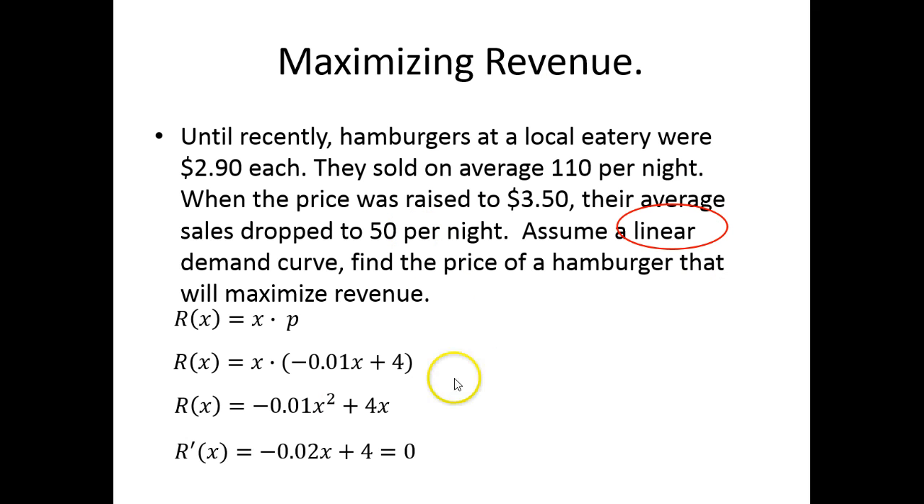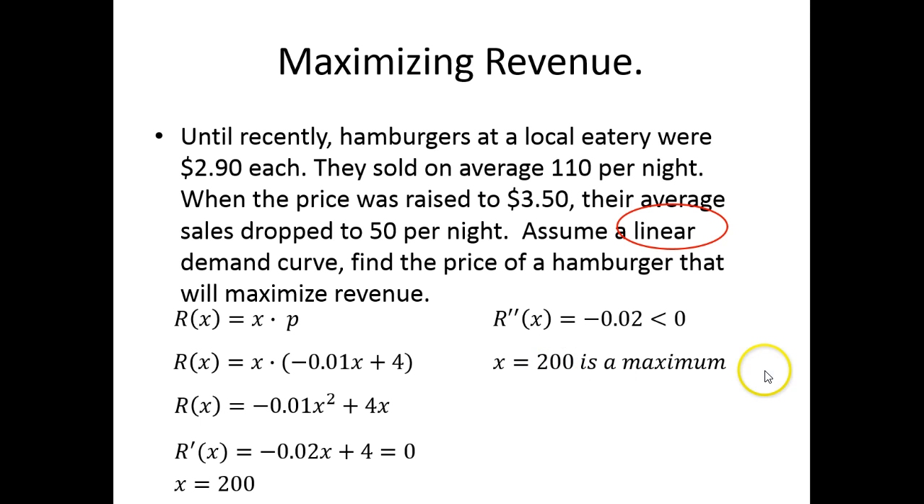So I'm going to take the derivative. I get negative 0.02x plus 4. And that tells me x is 200. Again, this is just a critical point. So I take the second derivative. I get negative 0.02, which is less than 0 everywhere. So therefore I know x equals 200 is a maximum.